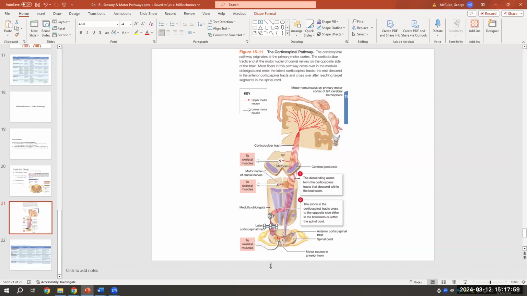Okay, because it's past the point of decussation where the damage is. Okay. Yes.